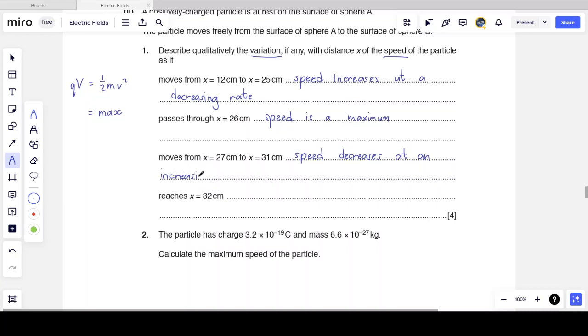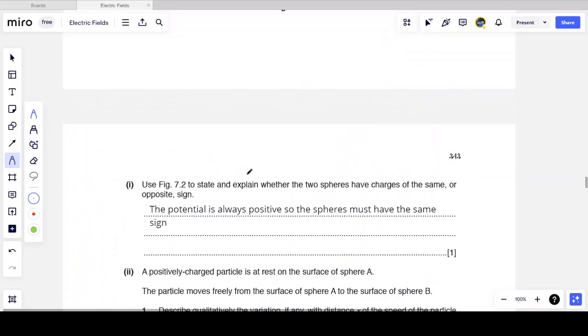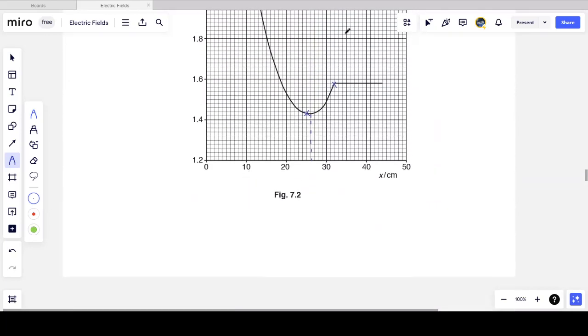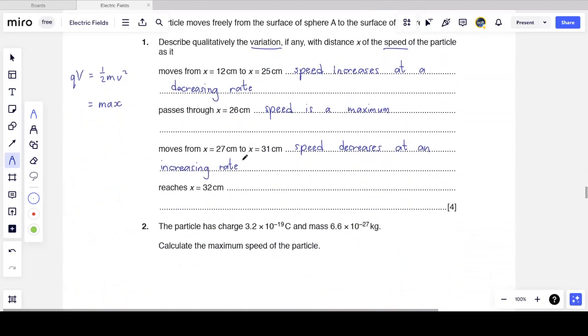or the deceleration increases, or the opposite, the negative acceleration increases, the acceleration pointing in the opposite direction. The speed decreases very rapidly as it moves up the other side because the gradient increases. So the speed decreases at an increasing rate. When it reaches 32 centimeters, when it reaches the point where I've marked as an X, at 32 centimeters, what's happening? Well, the speed is still decreasing.